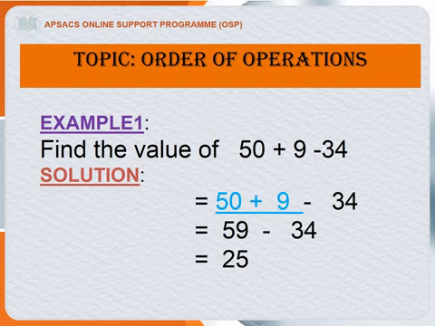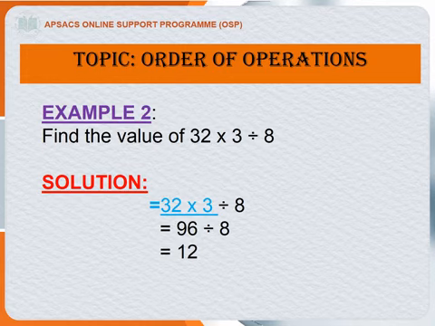Topic: Order of operations. Example number 1. Find the value of 50 plus 9 minus 34. In this question, you have seen two operations are given, plus and minus. So we will apply the rule left to right. First we will solve 50 plus 9, 59. And write minus 34 as same. Now subtract: 59 minus 34, answer 25.